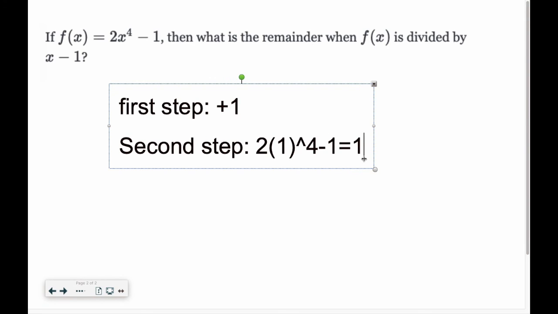Which means that our remainder, when 2x to the 4th minus 1 is divided by x minus 1, will be +1. If this was a negative, your remainder would be negative. If it's positive, your answer is positive. And this is actually really helpful, because if the remainder is 0, then it's an exact factor, because then it goes in evenly. If you have a remainder, whether it's positive or negative or what have you, it's not an exact factor.